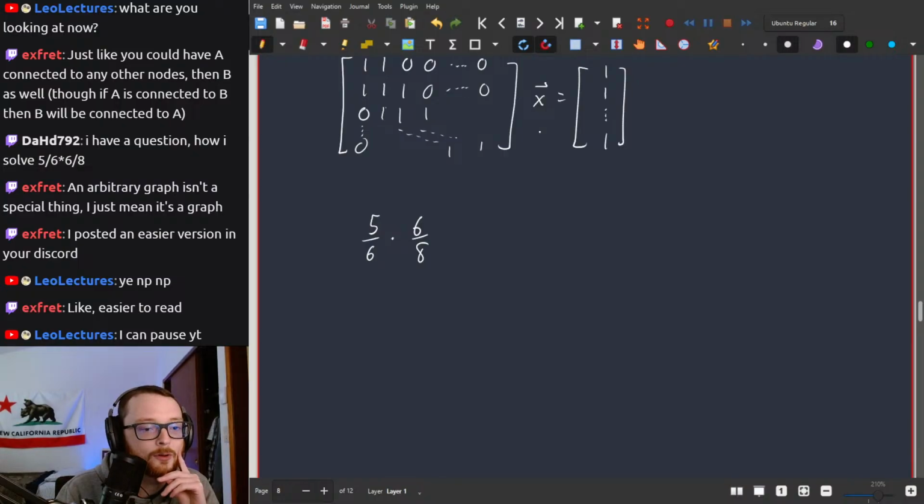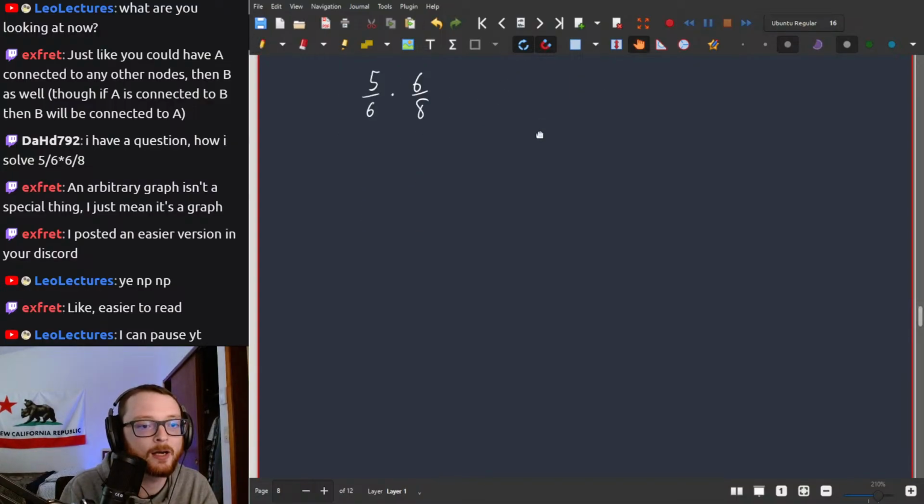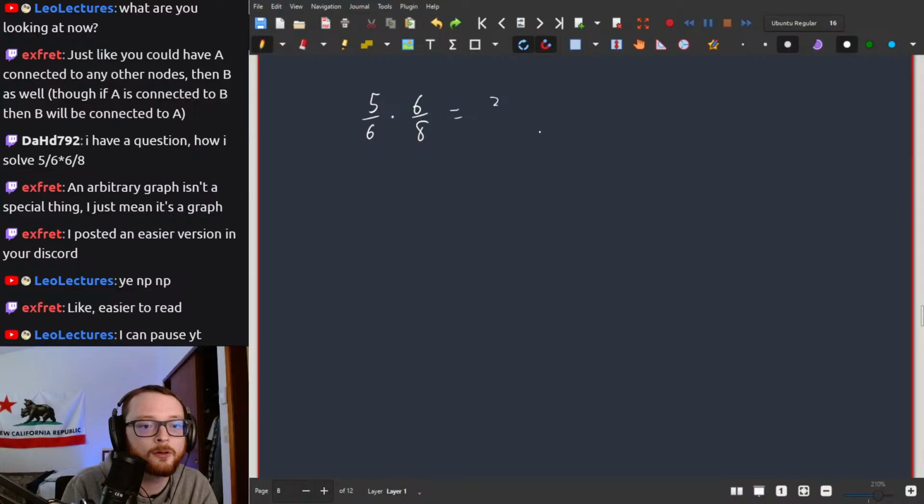Okay, so there's two ways that we can think about this problem. The way that'll work for any time you have two fractions being multiplied together is, you can multiply across the top and multiply across the bottom. So in this case, 5 times 6 is 30, and 6 times 8 is 48.